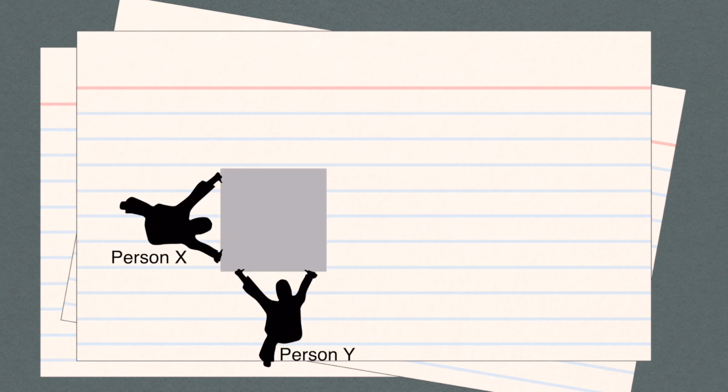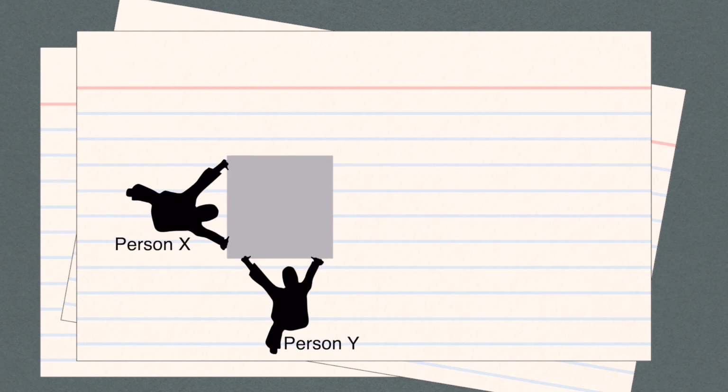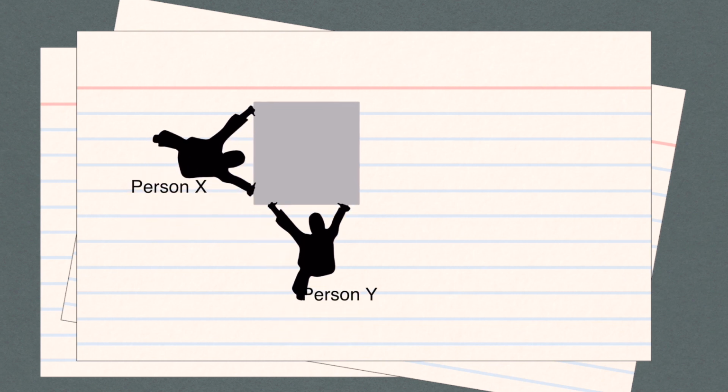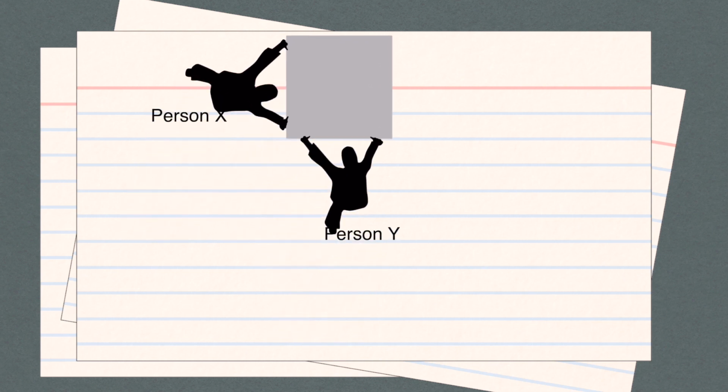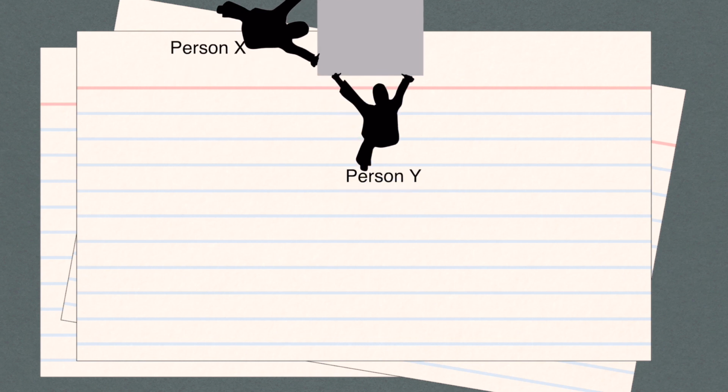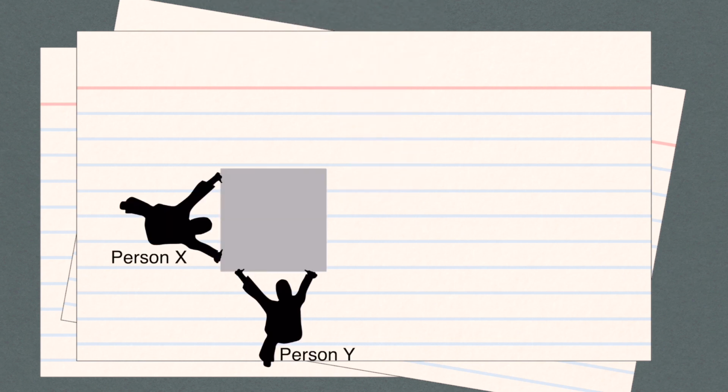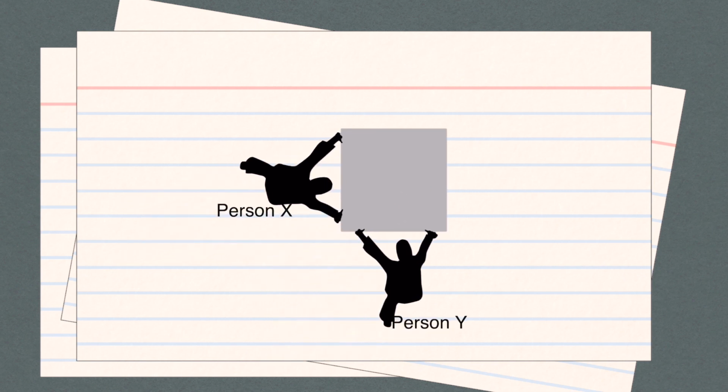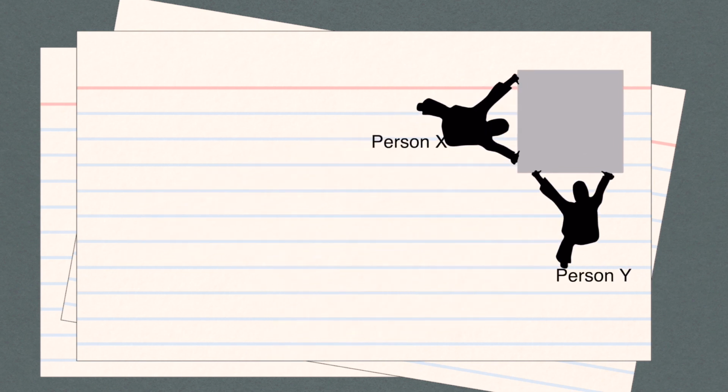So what would happen if one person pushes harder than the other? What if person Y pushes harder than person X? If person Y pushes harder than person X, the box will still move somewhat diagonally, but it will be more in favor of person Y because person Y is pushing harder than person X. Same thing, if person X pushes harder, the box will go more favorable in the X direction.